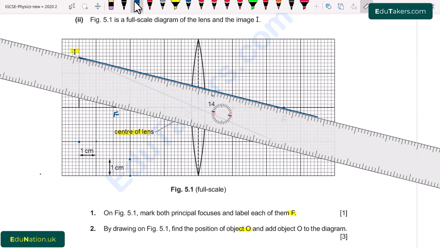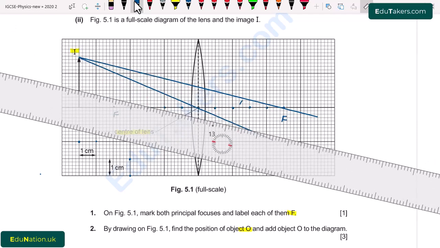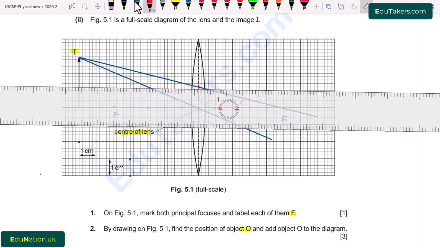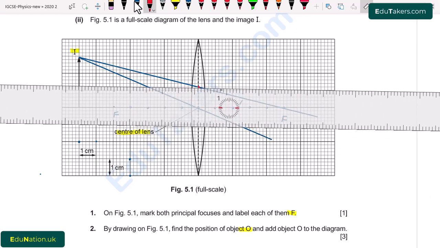Now, to locate the position of the object, what do I have to do? I have to mark the point at which this ray cuts this line and draw a straight line here. I am going to draw it.